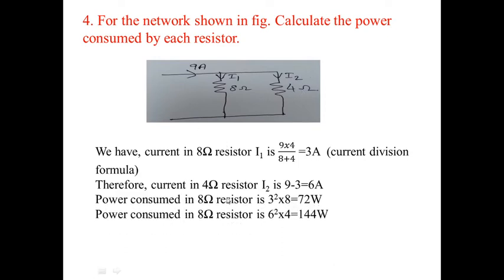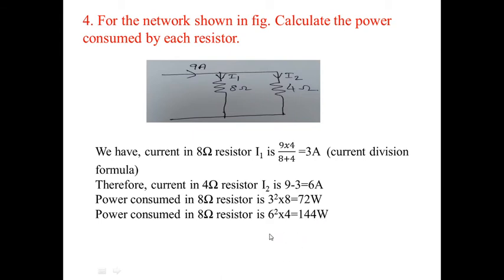Now the power consumed in the 8 ohm resistance, what is the equation? I square R. I is 3 amps, so 3 square is 9 and the resistance is 8, so 9 into 8, that is 72 watts. Next, power consumed in the 4 ohm resistance, sorry, here it is a mistake, this should be the 4 ohm resistance. The current I2 is 6 amps, so 6 square into 4 ohm, that is 144 watts.